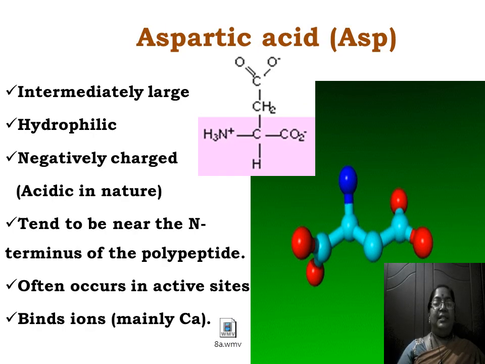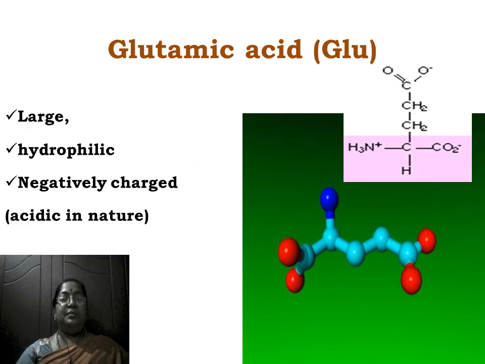Aspartic acid is intermediately large in size, hydrophilic in nature, and it is an acidic amino acid with negative charge. It has the tendency to be near the end terminus of a polypeptide chain, often occurs in the active sites of enzyme proteins. It tends to bind with ions like calcium. Glutamic acid, it is larger in size, hydrophilic in nature. It is also a negatively charged amino acid.